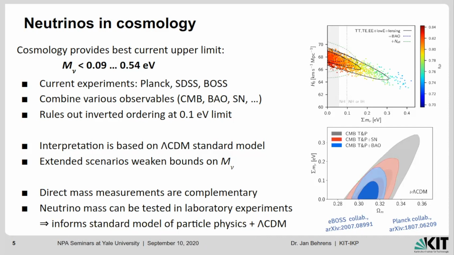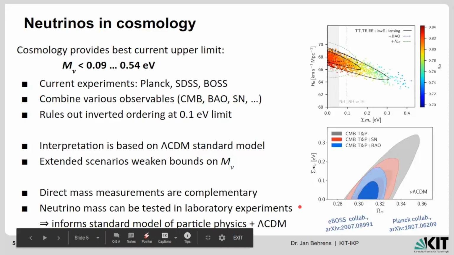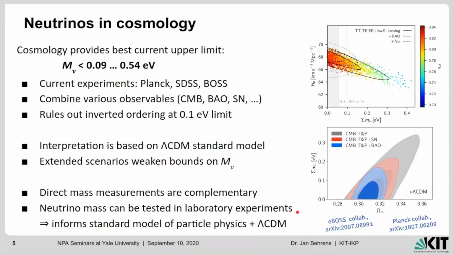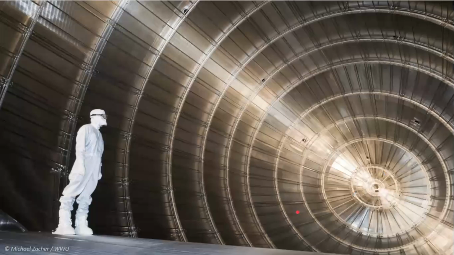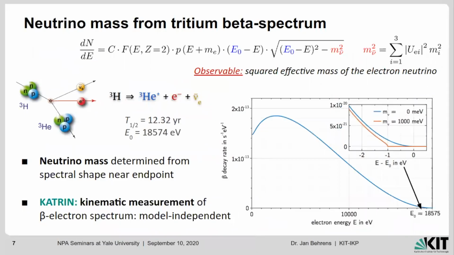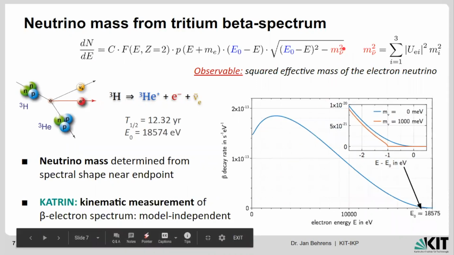And the point of this is to highlight that lab experiments are still complementary. And so now let's have a closer look at the KATRIN experiment on the next few slides. In the KATRIN experiment, we measure the neutrino mass from the tritium beta spectrum, and the observable in this case is the squared neutrino mass of the electron neutrino.